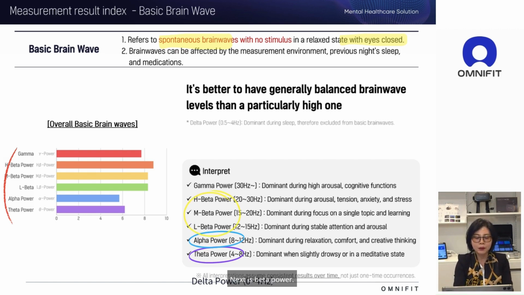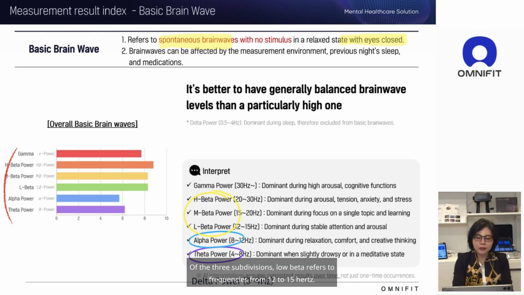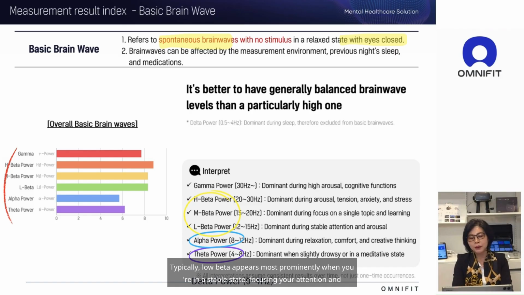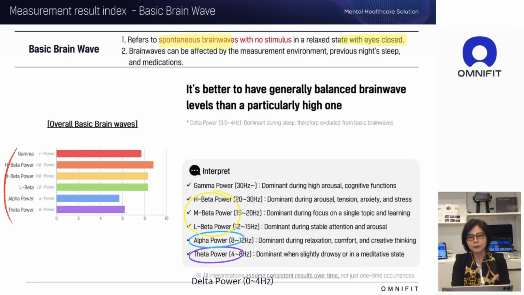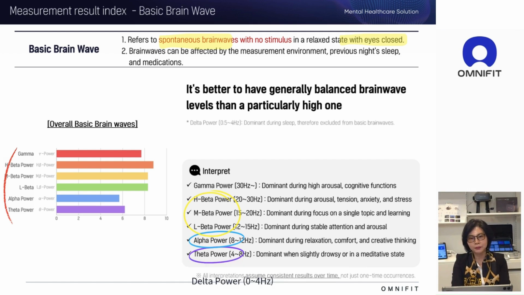Next is beta power. Beta power typically refers to frequencies ranging from 12 to 30 Hz. Of the three subdivisions, low beta refers to frequencies from 12 to 15 Hz. Typically, low beta appears most prominently when you're in a stable state, focusing your attention and feeling alert. In other words, you could call it a relaxed yet focused state.